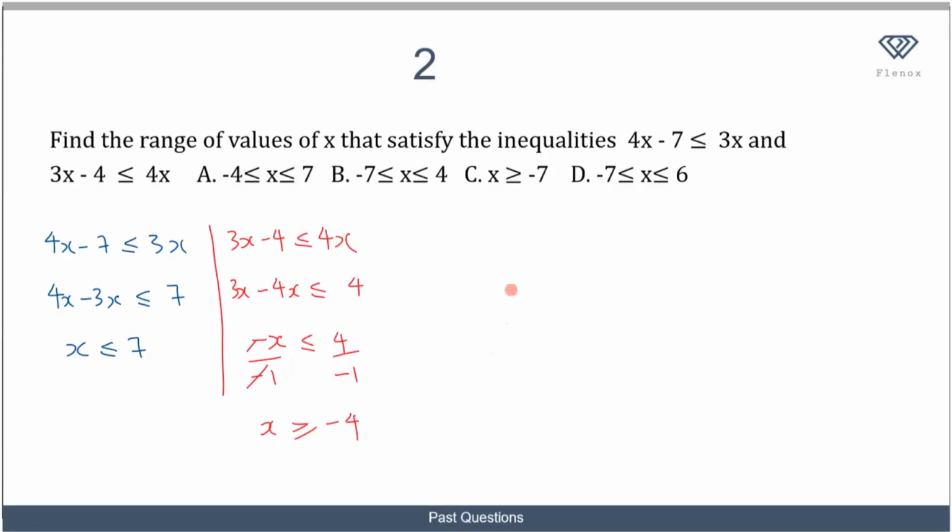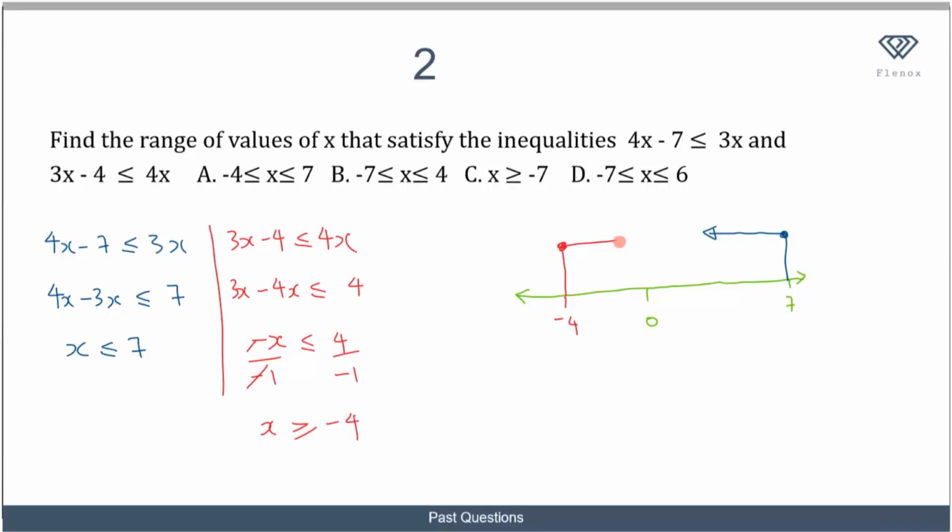So what do I have to do now? I have to combine both results together, and to help me with that, I'm going to sketch out the result on the number line. And on the number line, for the first value, I have x is less than or equals to 7. So here I have x being less than or equals to 7. So I have what? This coming over here like this. And for the second one, I have what? x greater than or equals to minus 4. So I have x being greater than or equals to minus 4.